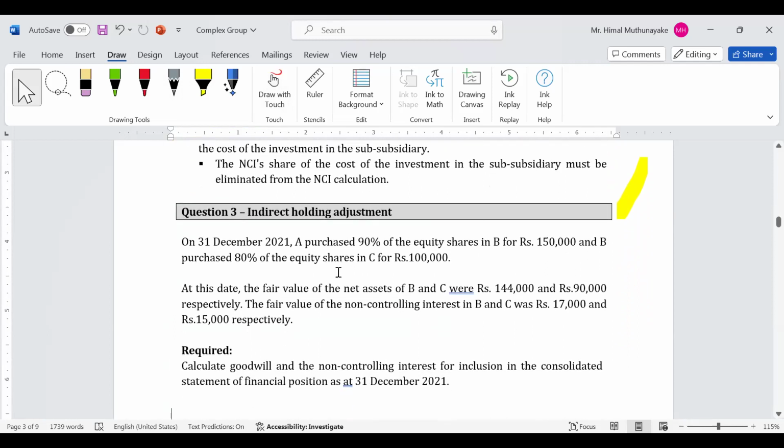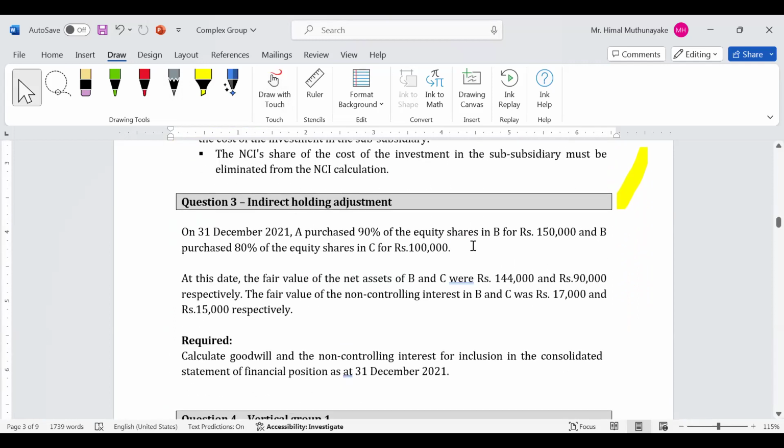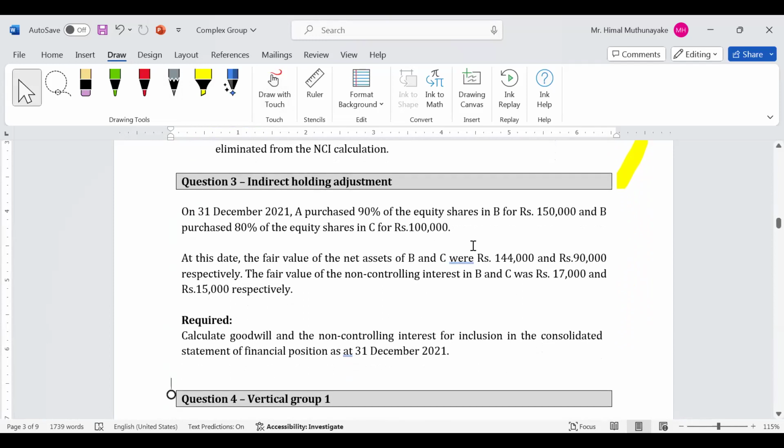This adjustment is very, very important, right? Then complex group, basic consolidation. Only the thing is this indirect holding adjustment, right?